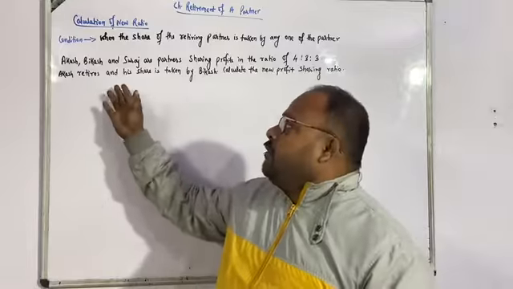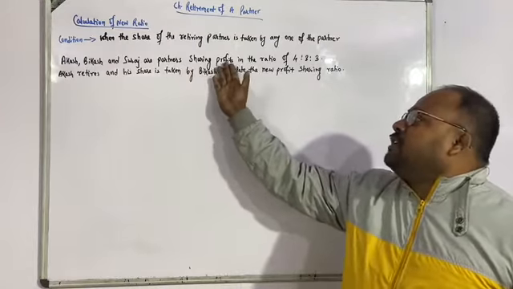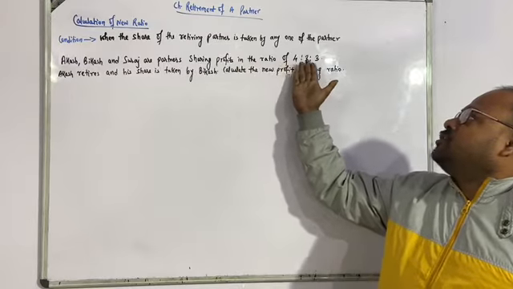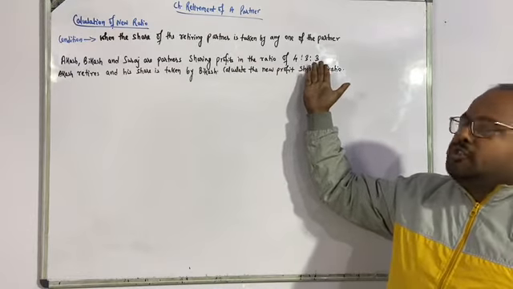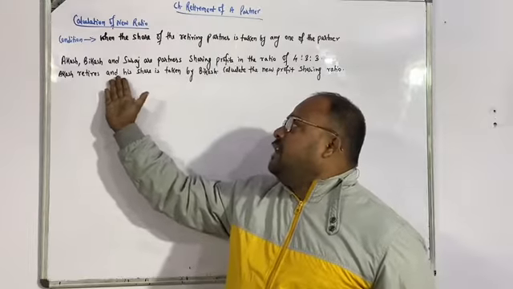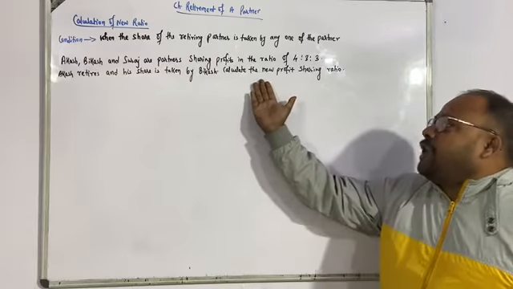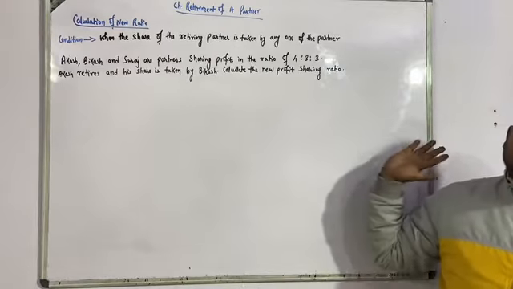So here we have taken one example. Akash, Vikas and Suraj are partners sharing profits in the ratio of 4:3:3. So this is the old ratio. Now Akash retires and his share is taken by Vikas. Now you are here to calculate what? The new profit sharing ratio.